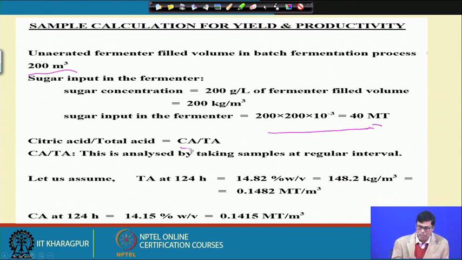Now, in every industry, when we work with any kind of industry, we have two types of analytical devices for finding out the product concentration. One is a very fast analyzing device, and another is the exact analysis of your product.